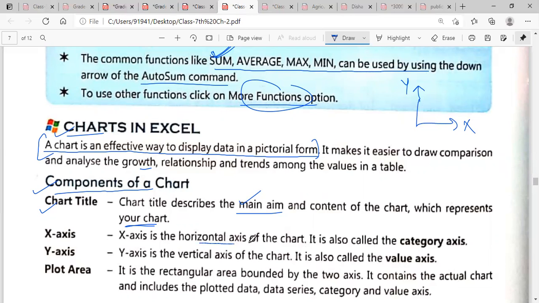The x-axis is the horizontal axis of the chart, and it is also called the category axis. And the y-axis is the vertical axis of the chart. It is also called the value axis. Now, this is your category axis, and this is your value axis.